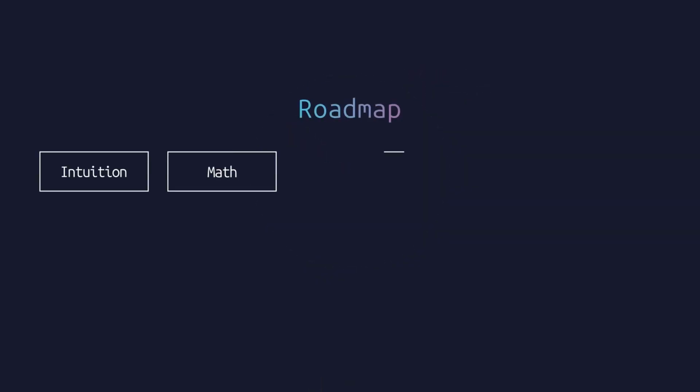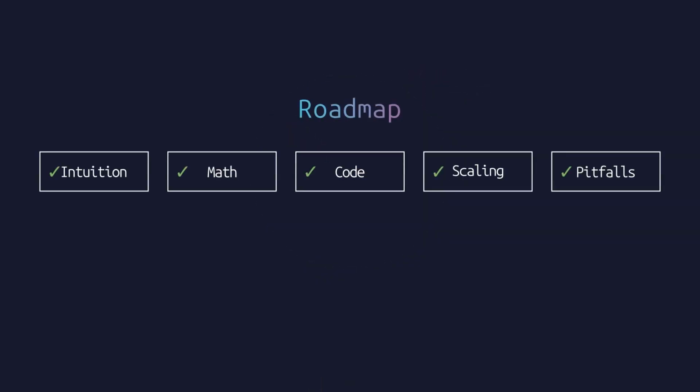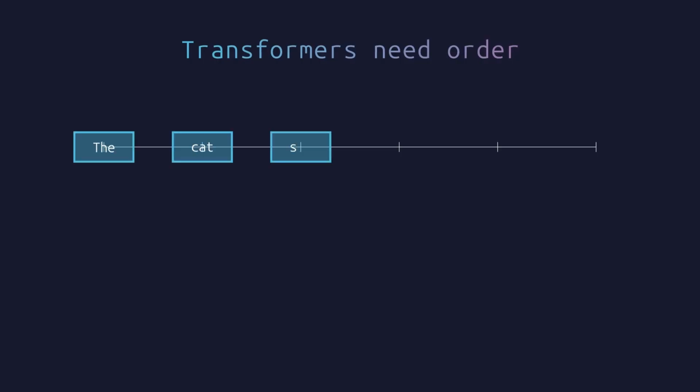Quick roadmap. We'll start with intuition, then the one-line math property, then minimal code, then how to scale context safely, and finally, common pitfalls. By the end, you'll understand why models like Llama use RoPE and how to extend context beyond training length. Transformers are permutation invariant.